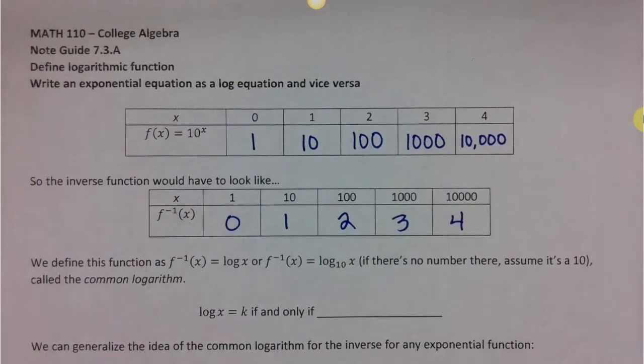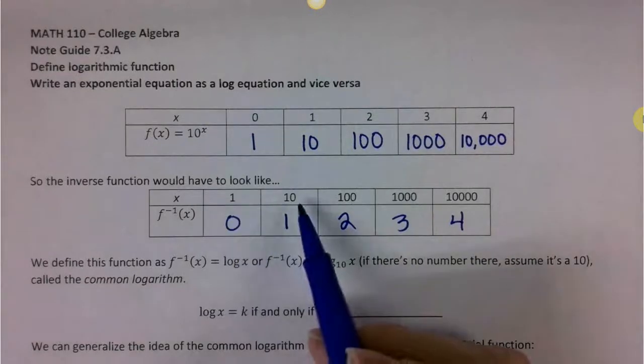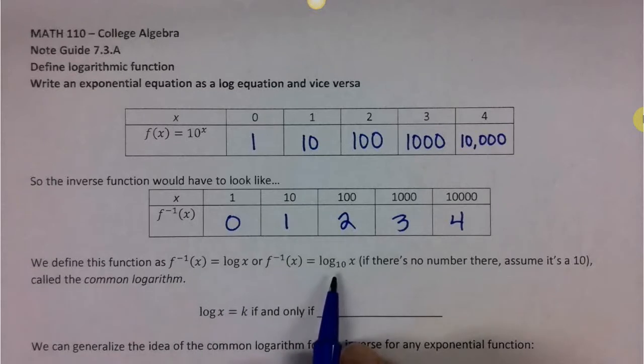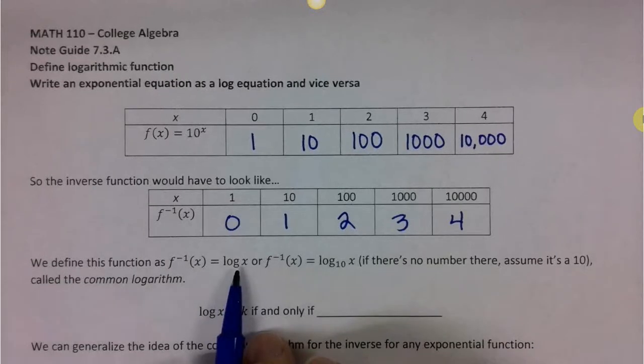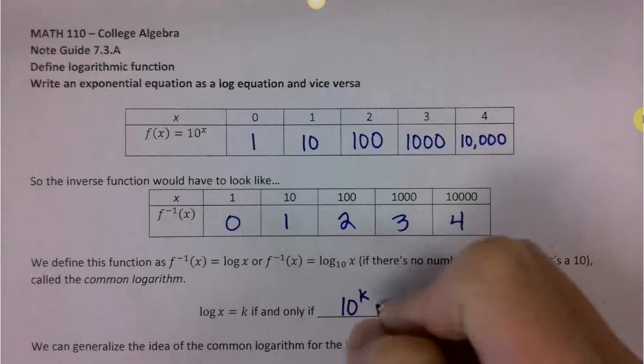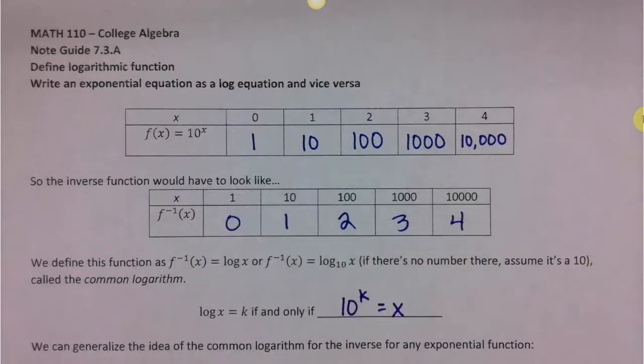So we define this function, the function that takes 1 to 0, 10 to 1, and so on, as the log of x, or occasionally you might see it written as the log base 10 of x, but if there's no number there as a subscript between the log and the x, assume that it's a 10. And this is what we call the common logarithm function. So the way that this function is defined, the log of x is equal to some number k if and only if 10 to the k is equal to x. So that's how a logarithm is defined in terms of an exponential function.